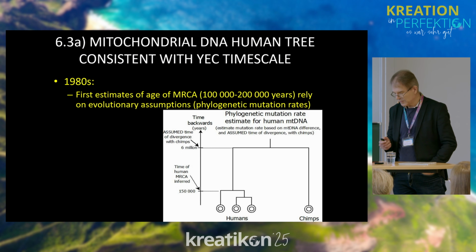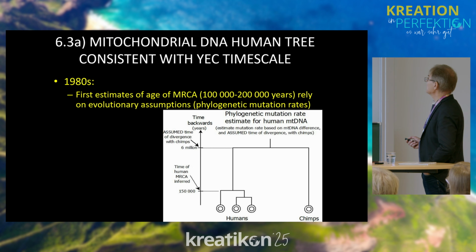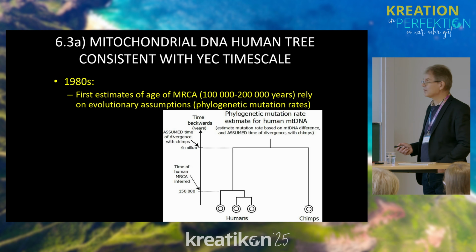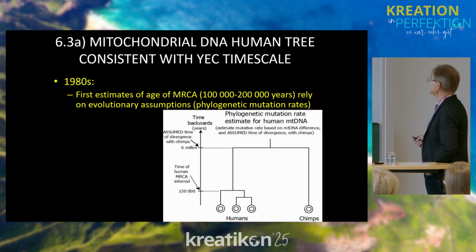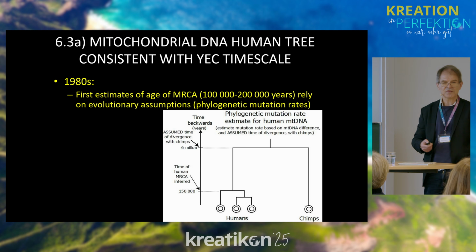And I will tell you a little about the history of building up those trees. So in the 1980s, the first estimates of the age of the most recent common ancestor of the female tree was dated to between 100 and 200,000 years. The mitochondrial Eve, you have probably heard that name. And they depended on evolutionary assumptions, because basically you compared mitochondrial DNA among humans and then with chimps, and then assuming that the split was 6 million years ago, they estimated that the time of the most recent common ancestor for humans was 150,000 years ago. So this was based on evolutionary assumptions, so kind of circular reasoning.